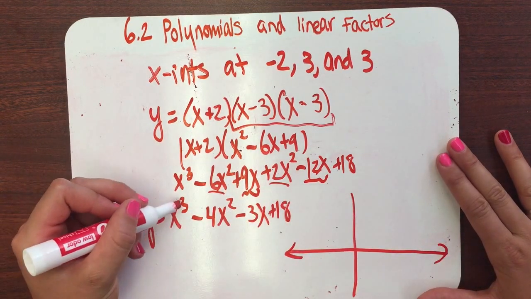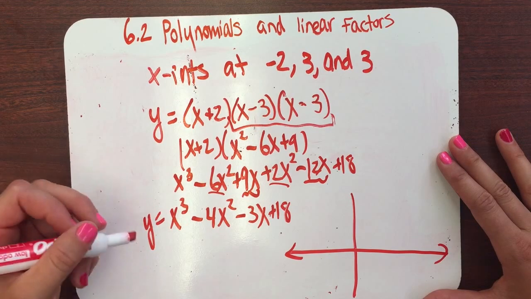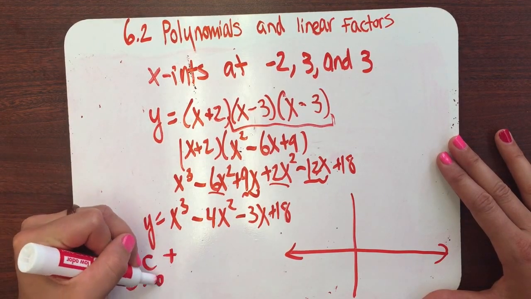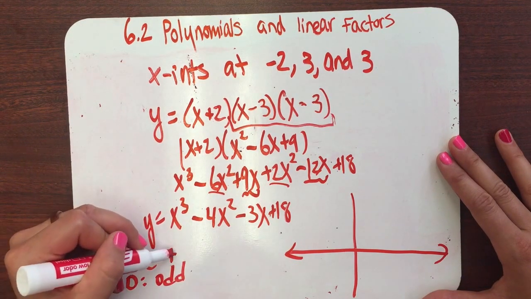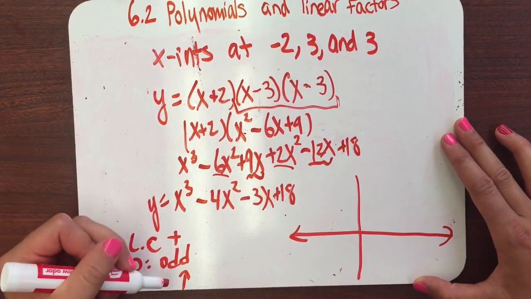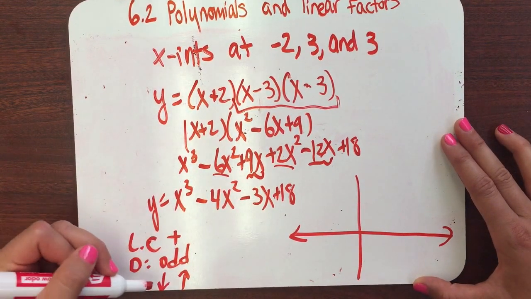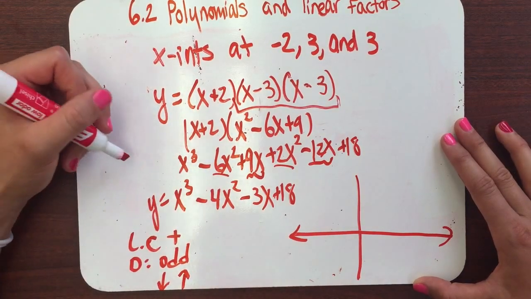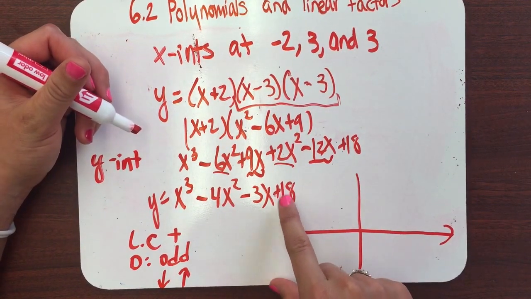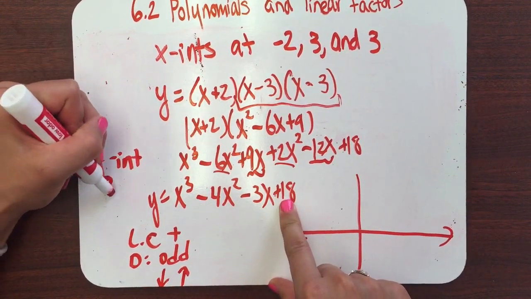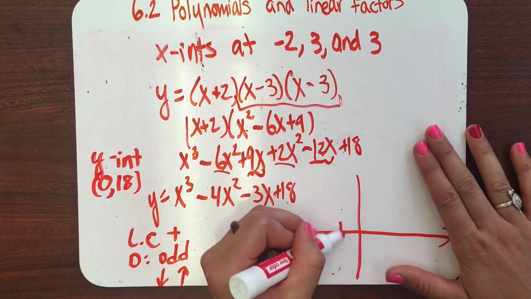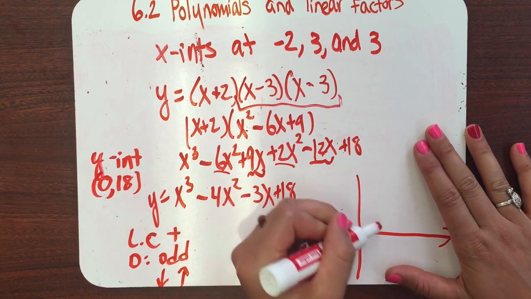So by knowing we have x cubed as our first term, we know that the leading coefficient is positive and the degree is odd. So the leading coefficient is positive, meaning the right side goes up. When it's an odd degree, the end behavior is opposite, so it's down, up. We also know that the y-intercept is the constant term in standard form. So this will be your y-intercept, 0, 18. And then we are given the x-intercepts already. So we have a negative 2 and a 3.